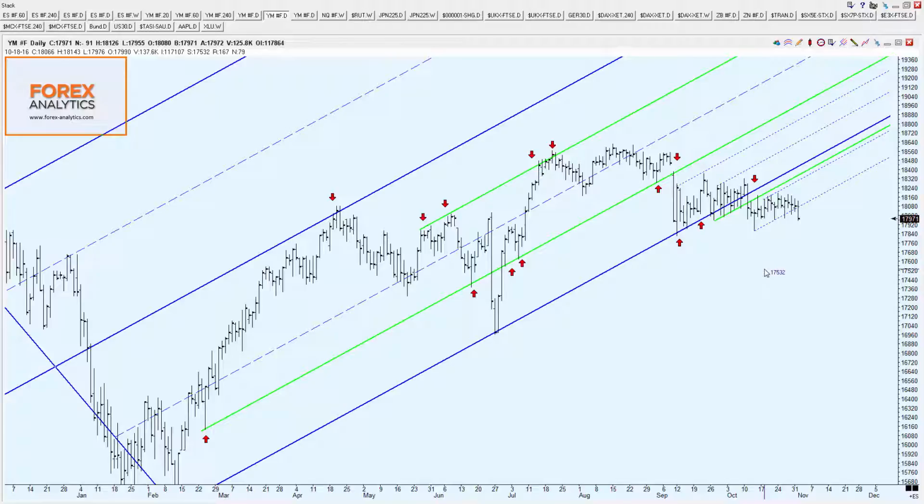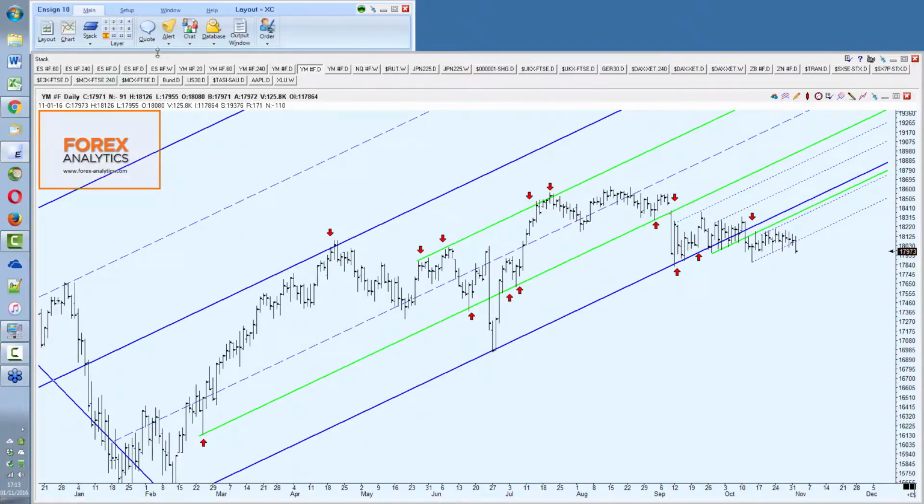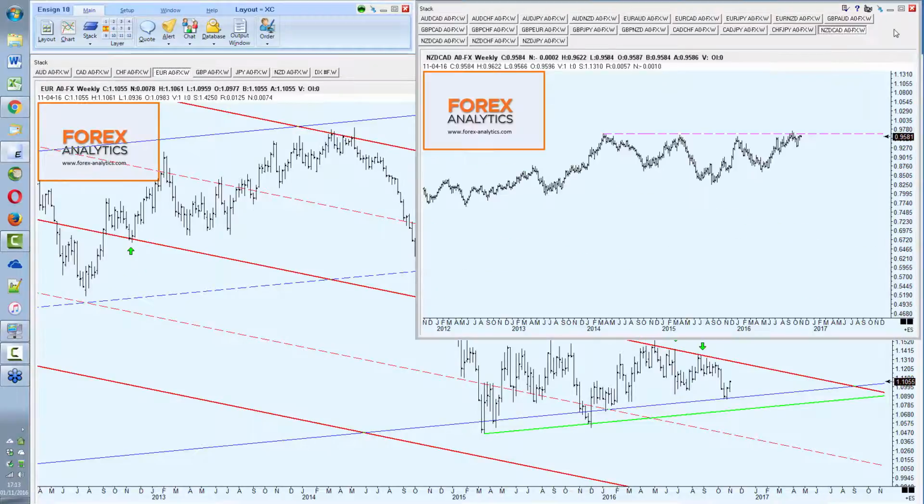Yeah? Great. Okay. Let me go and have a look at another one of the currencies. This one is Kiwi CAD.